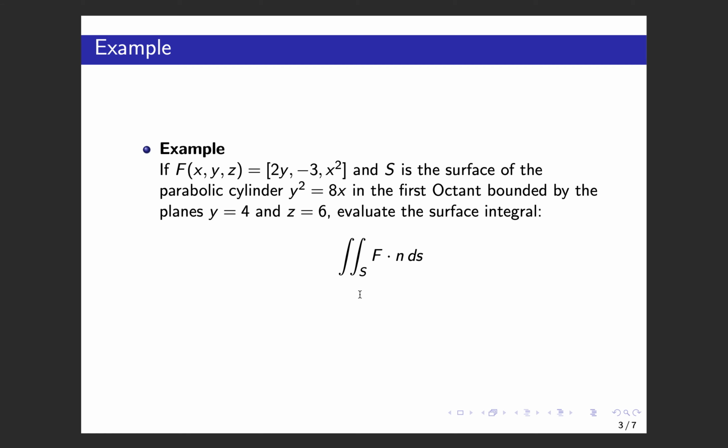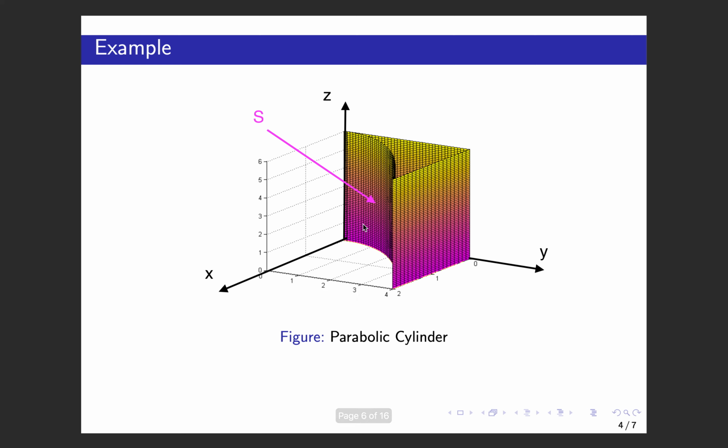So let's describe first this surface of integration. So this is the parabolic cylinder, and this is the surface. It is bounded by this plane here, y equals 4, and the top plane crossing z equals 6.